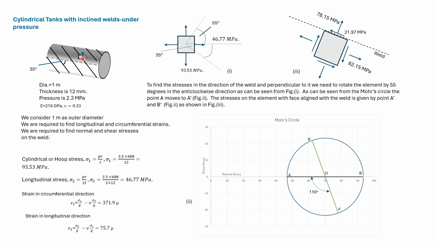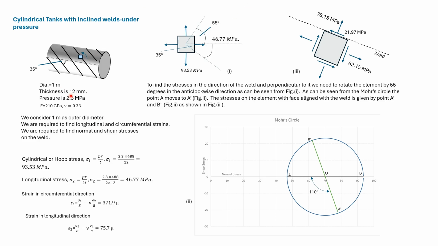Once we have done that, we can rotate the element so that it aligns with the weld. The stresses on the rotated element will give us the stresses acting on the weld, both the shear stress and the normal stress. The rotation can be done using formulas or using Mohr's circle. Here we have used Mohr's circle.